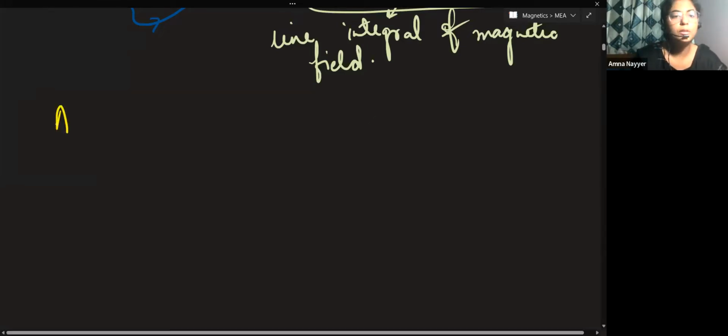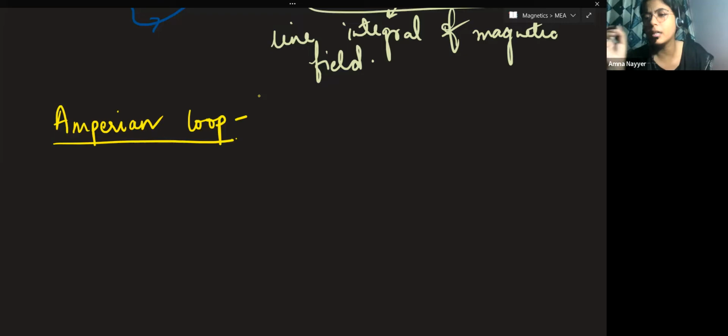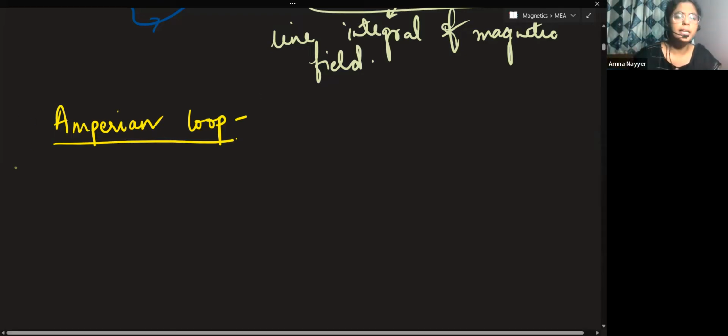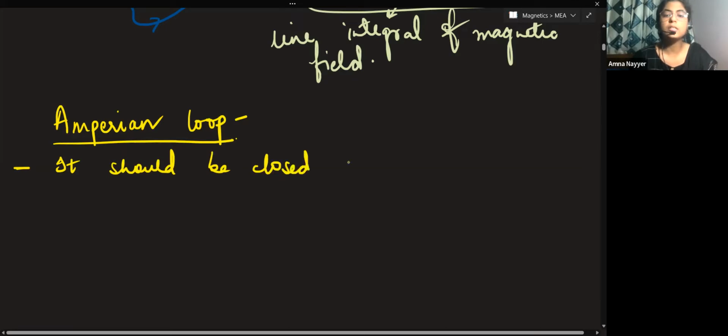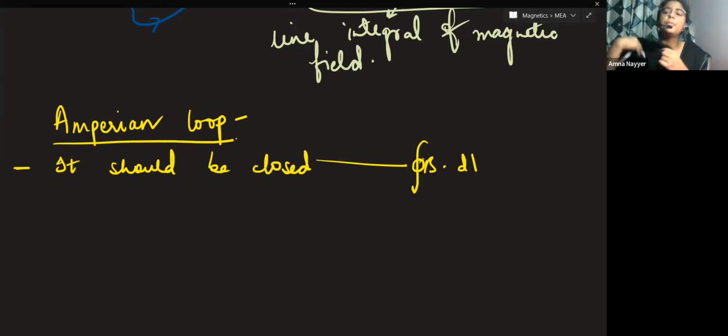Now, choosing an Amperian loop is easy. The first condition is that it should be a closed loop. Let me write the point simultaneously. It should be closed, because when we apply this law, B dot dl, we only use it for a loop which is closed. So that's why the first condition is that it should be closed.